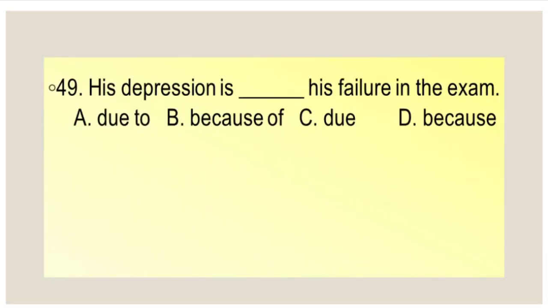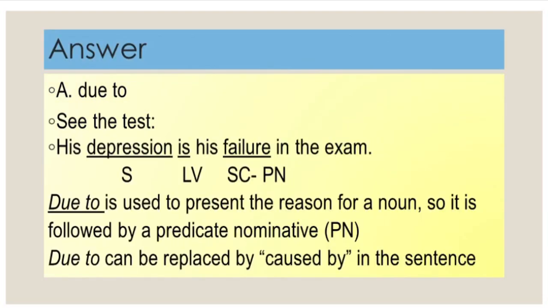Number 49: Depression is blank failure in the exam. Immediately, we're going to eliminate due and because. They cannot be used in the sentence. They do not give sense to the sentence. The fight here is between due to and because of. Look at this. See the test.